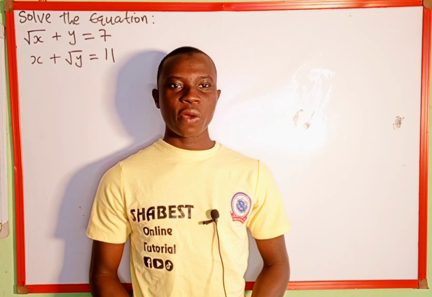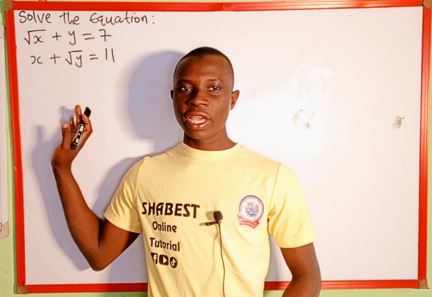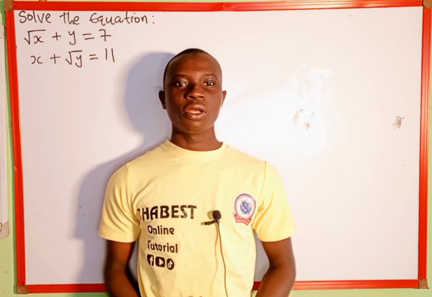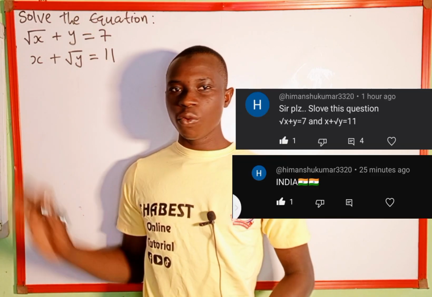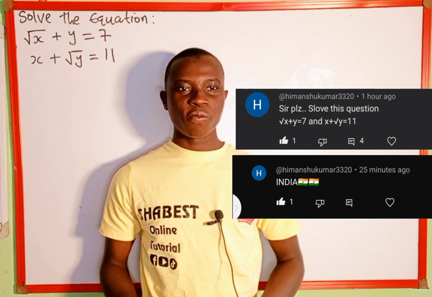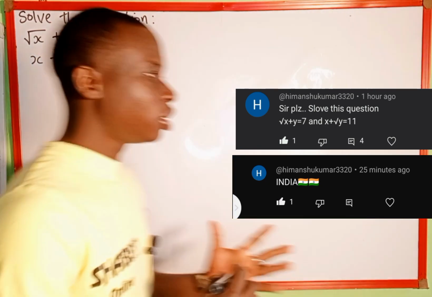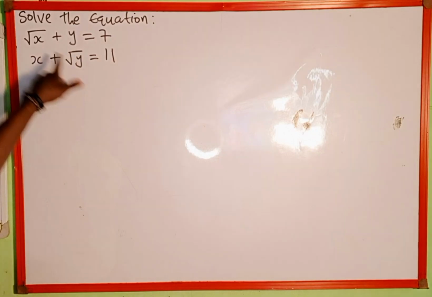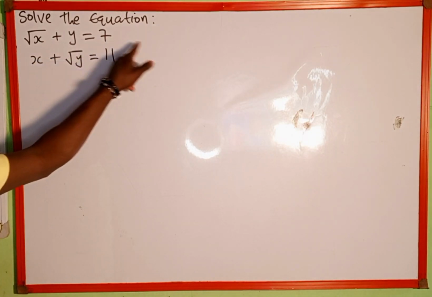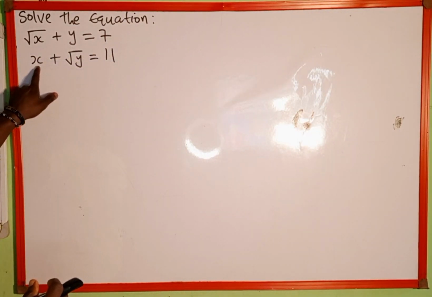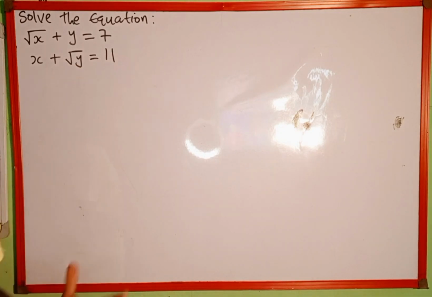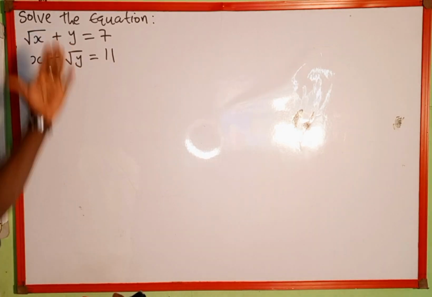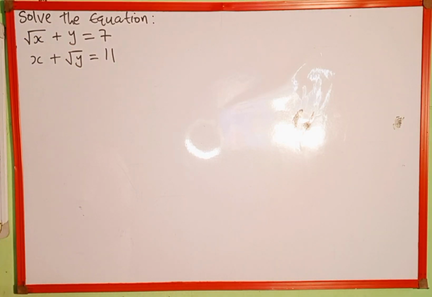In today's tutorial, we're going to learn how to solve for the value of x and y from this linear equation simultaneously. This question was sent to me this morning from one of my followers from one country. The question reads: solve the equations root of x plus y is equal to 7, and the second equation is x plus root of y is equal to 11. So how are we going to solve for the value of x and y simultaneously?